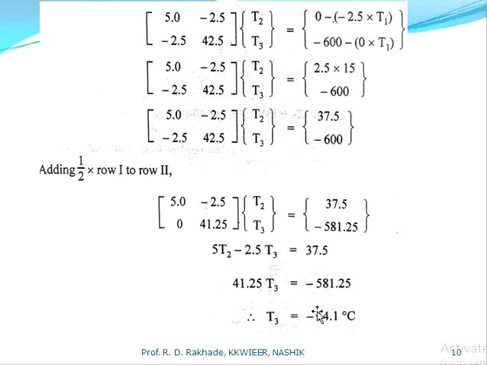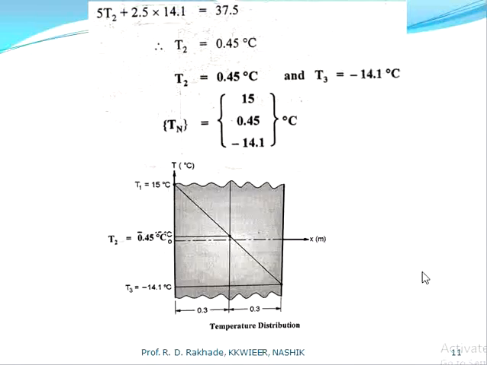So after solving, the value of T3 is equal to minus 14.1 degree centigrade and T2 is 0.45 degree centigrade. So we know all three values: T1 15, T2 0.45 and T3 minus 14.1 degree centigrade. So this is the temperature distribution diagram in the element.